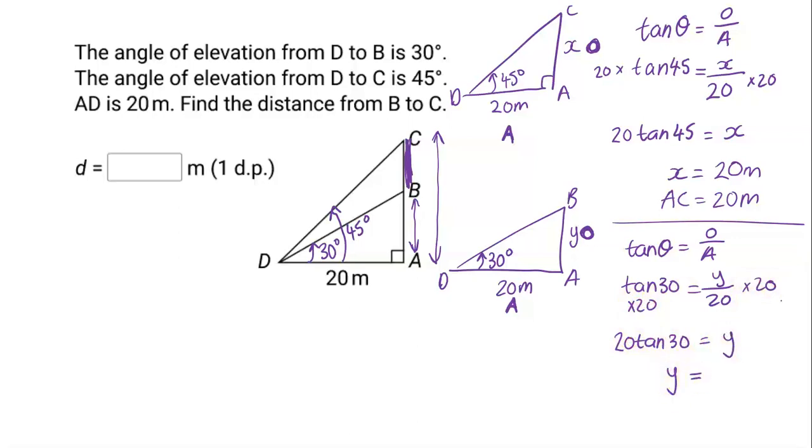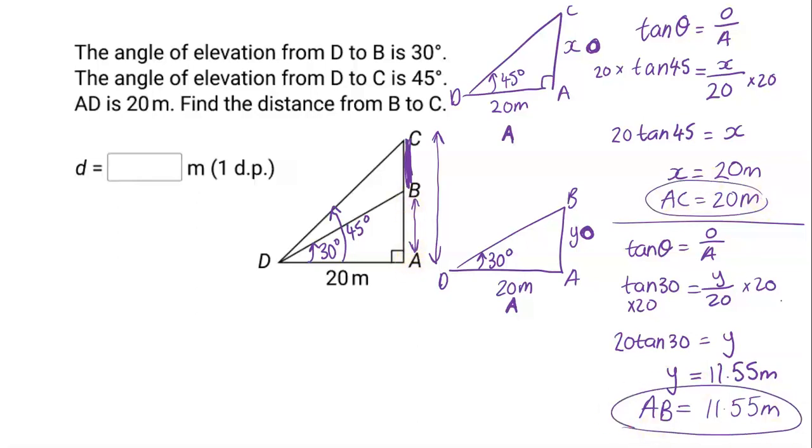Or y is equal to 11.55 meters. And we can write that as BA now, or AB. Because that's our side length AB. So we have the whole distance from A to C is 20 meters. Circle that. And our whole distance from A to B is 11.5 meters.